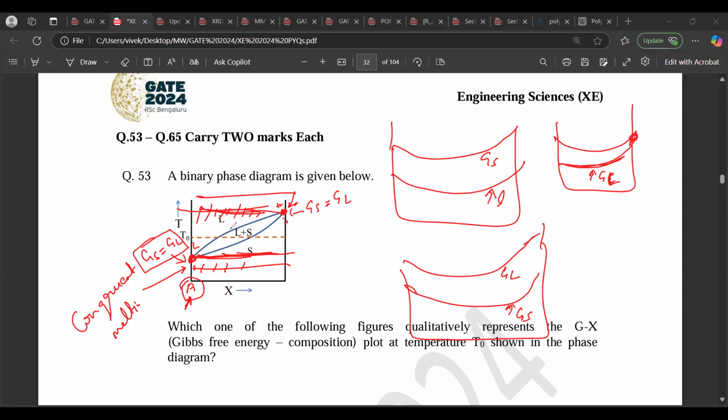Okay, so that means this point will show you a graph like this. They will meet here, right? Very simple.